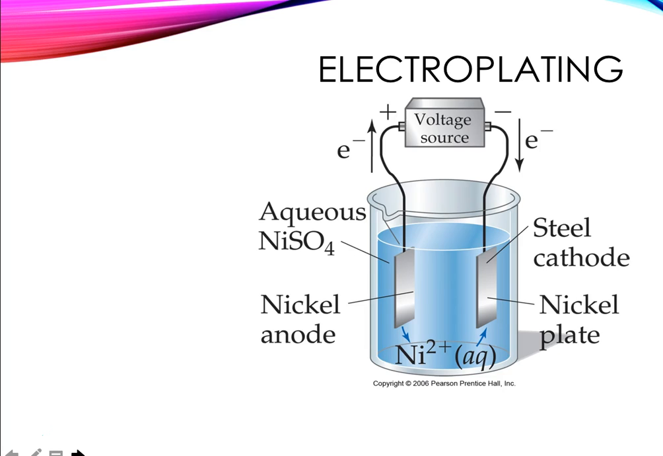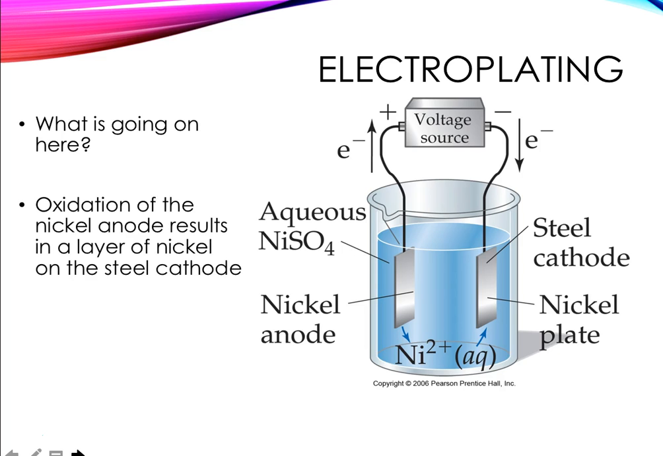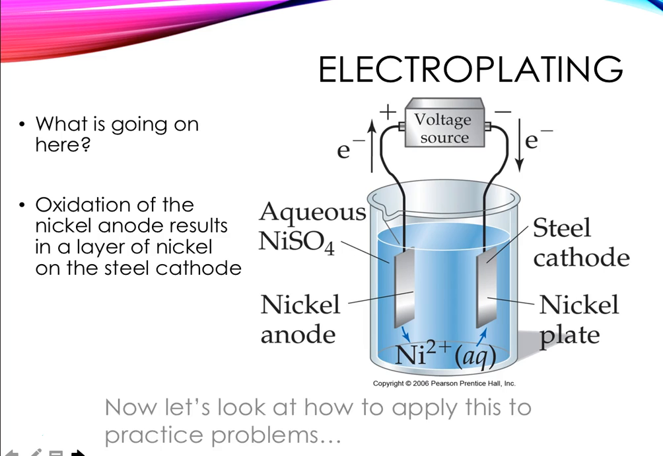So we've got an image here. We have an aqueous solution of nickel(II) sulfate. So we have nickel ions and sulfate ions, but we don't really care about the sulfate ions. They're not getting involved in this reaction. And we have a nickel anode. What we're going to do is take the nickel ions and reduce them at the cathode, because reduction occurs at the cathode, and that's really what's going on here. That nickel anode is actually going to get less massive as we oxidize it, and we're going to end up making nickel metal depositing on the steel cathode.